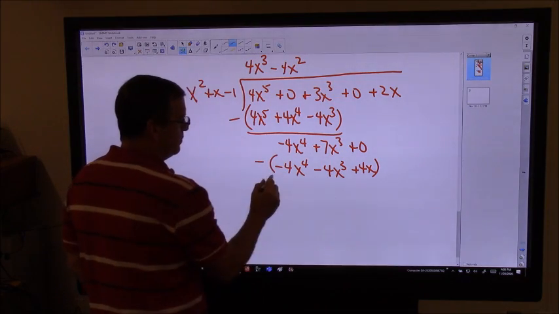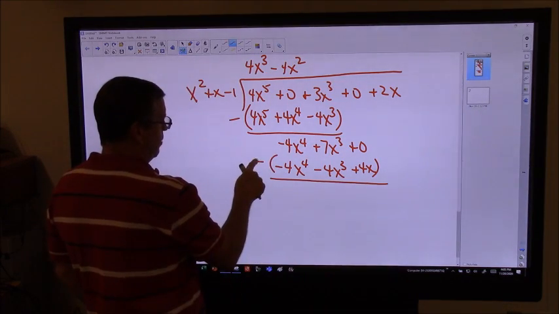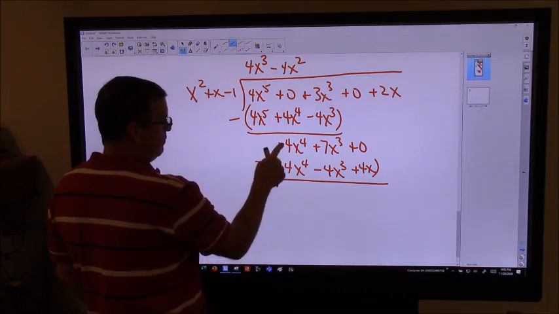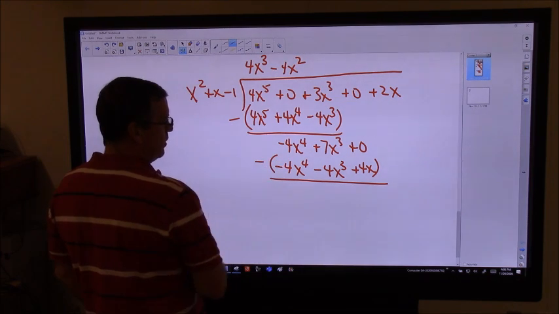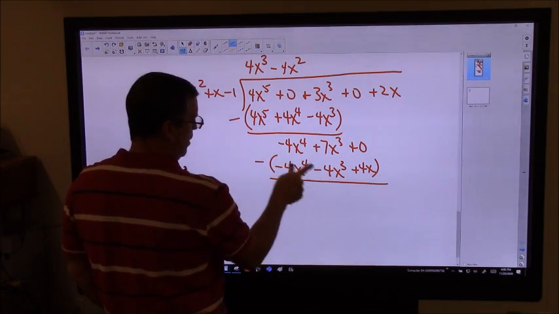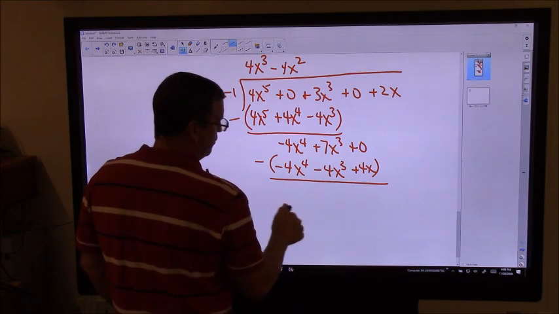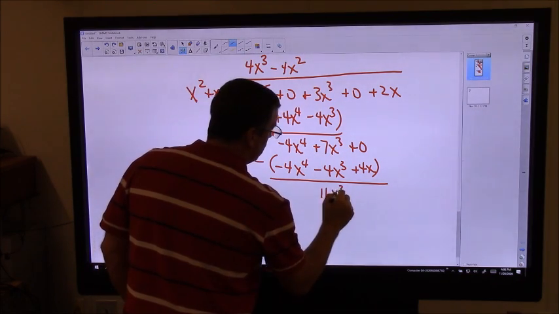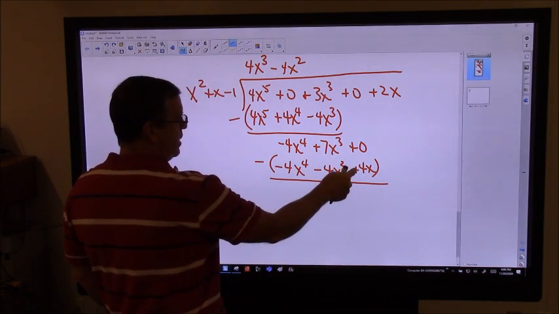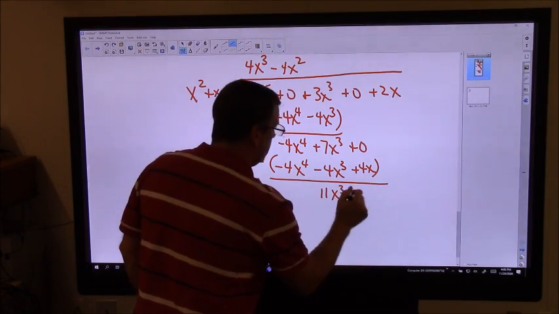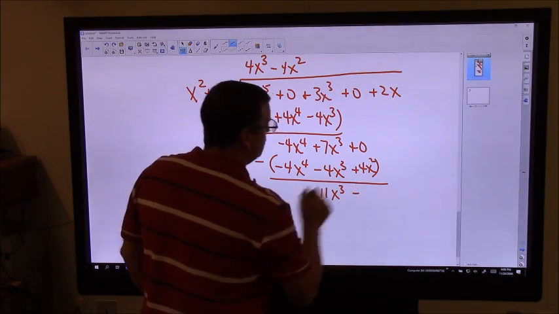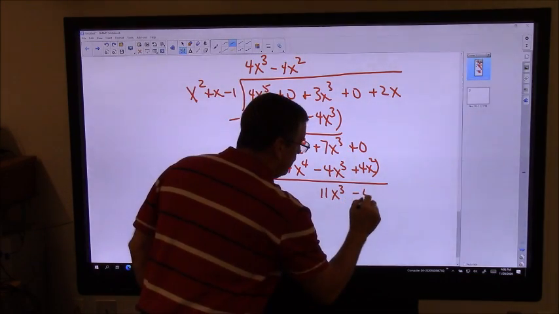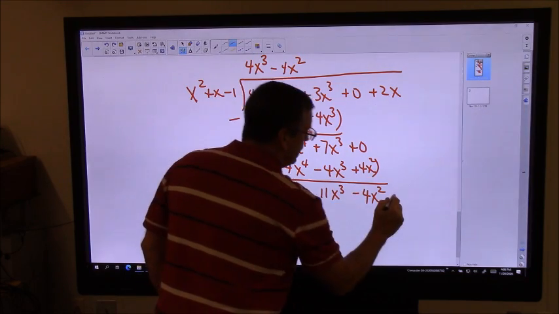Now I'm going to subtract. So opposite of that is positive, negative 4x to the 4th plus 4x to the 4th, that's 0. Opposite of this is positive, so 7 plus 4, that's 11x to the 3rd. Opposite of that is negative, so 0 minus that would be a negative, whoops, that should have been squared. 4x squared, bring down the next term.